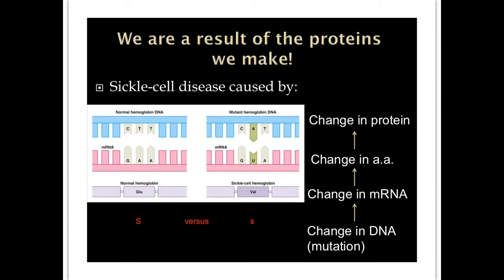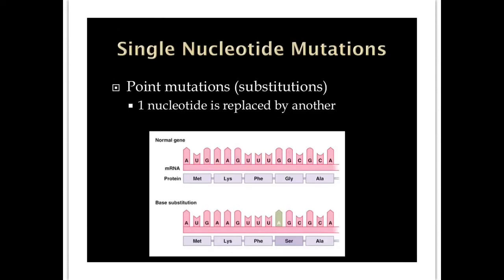So the CAT here is going to be transcribed into the mRNA GUA, and this codon actually codes for a different amino acid, valine. This one change in the amino acid is going to change the overall structure of the protein, and it's going to cause sickle cell.